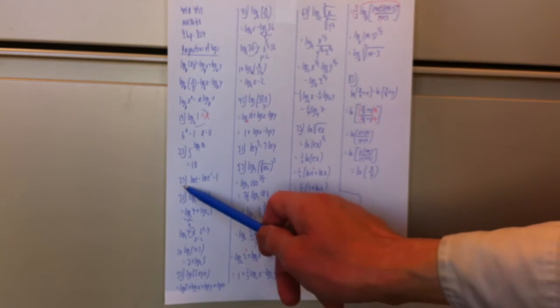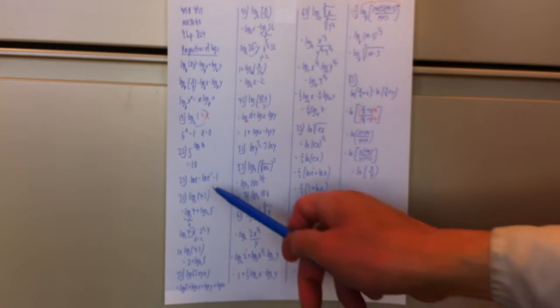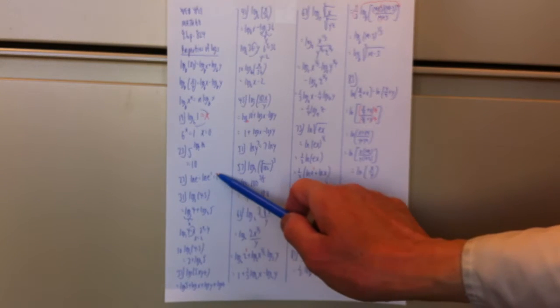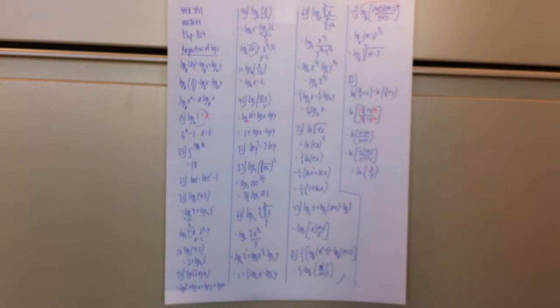27 likewise, ln and e cancel out, but you might say if I cancel this out, there's nothing left. The trick is to pretend that there's a 1 here, because e is the same as e to the first power, so ln e to the 1. Then ln and e cancel out, so your answer is just 1.